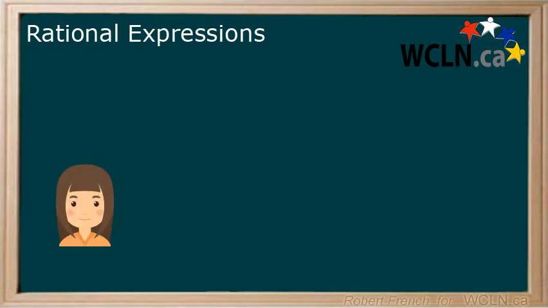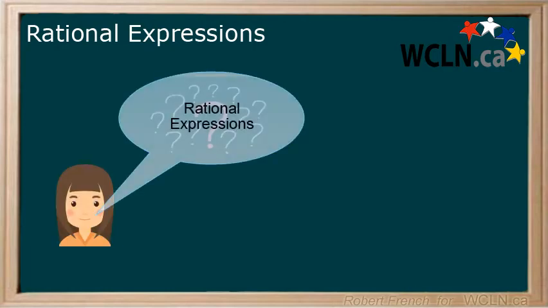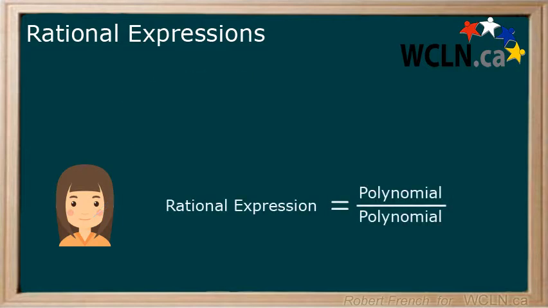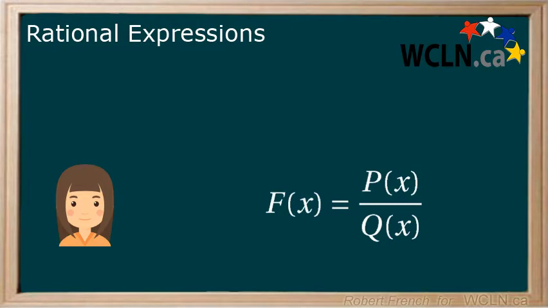In this tutorial, we will be looking at what is a rational expression. A rational expression is a fraction where the denominator and numerator are polynomials. This can be written in the general form, where f of x is used to represent the entire rational expression, and p of x and q of x represent different polynomials in a fraction.